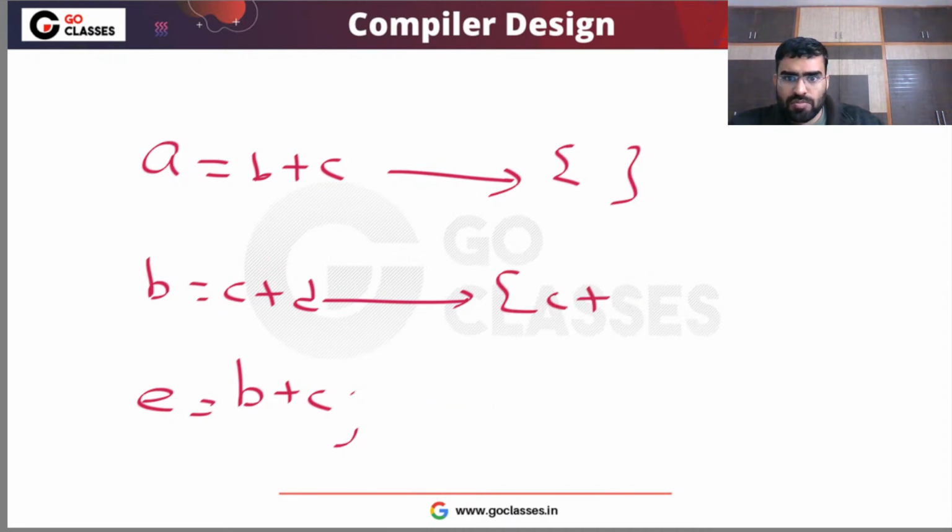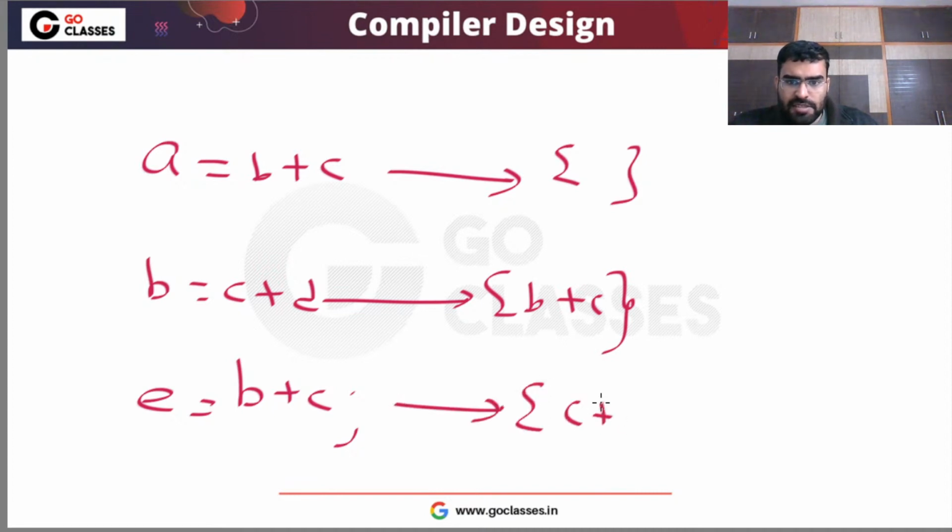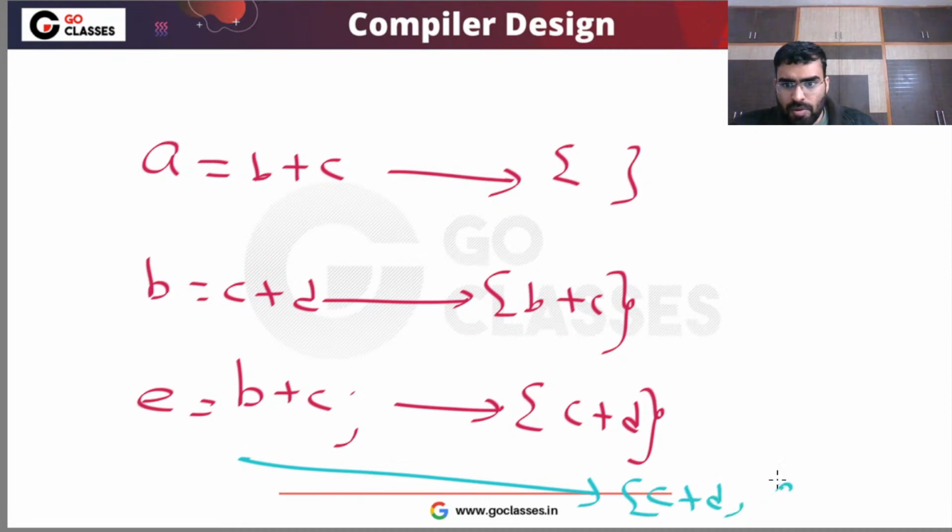Just before it means available expression just before it, so it means b plus c. And here what are the available expressions? That is c plus d. And what are the available expressions here? That will be c plus d, comma, b plus c. Is this clear? Anyone has any doubt in this?